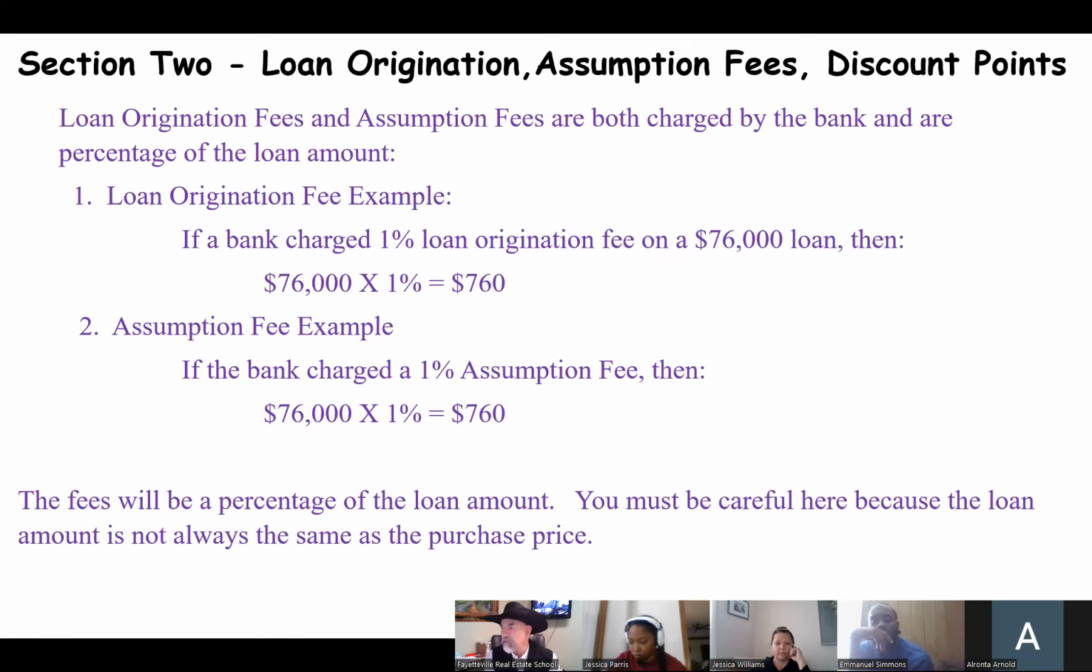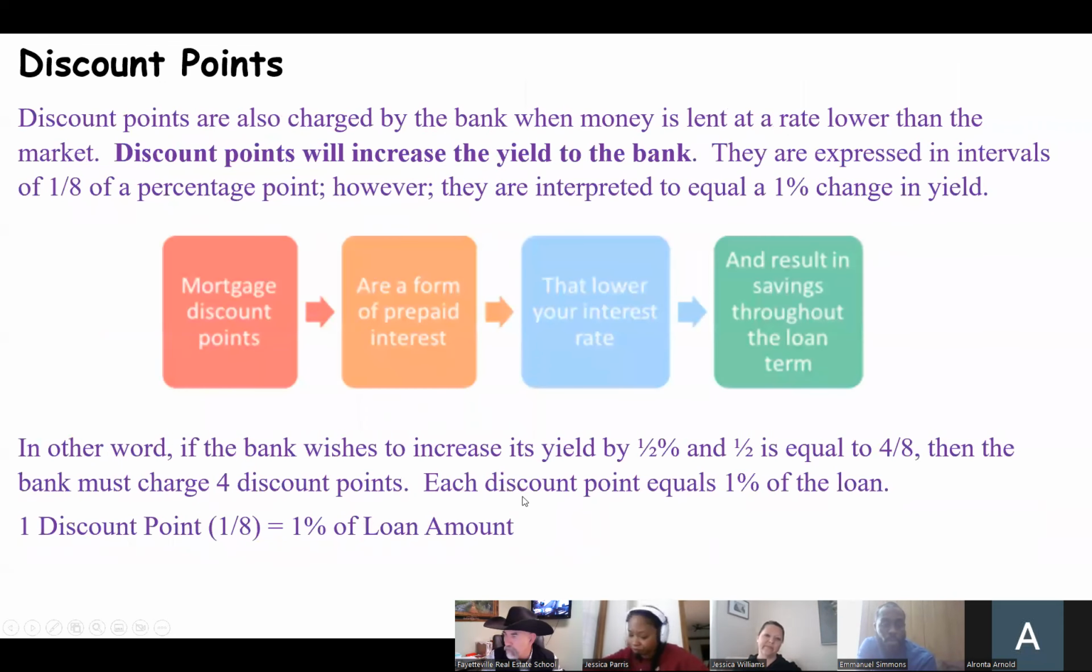Now here's the hard one, because of course you see the title on our screen, loan origination, assumption fees, discount points. Discount points is the hardest. Do you agree, Jessica, that discount points are the hardest to understand? Sure, yes. Jessica Williams, what do you think? Discount points? Out of these 3, yes. Yeah, okay. So discount points are the hardest to understand, and let's take a look at how that works.